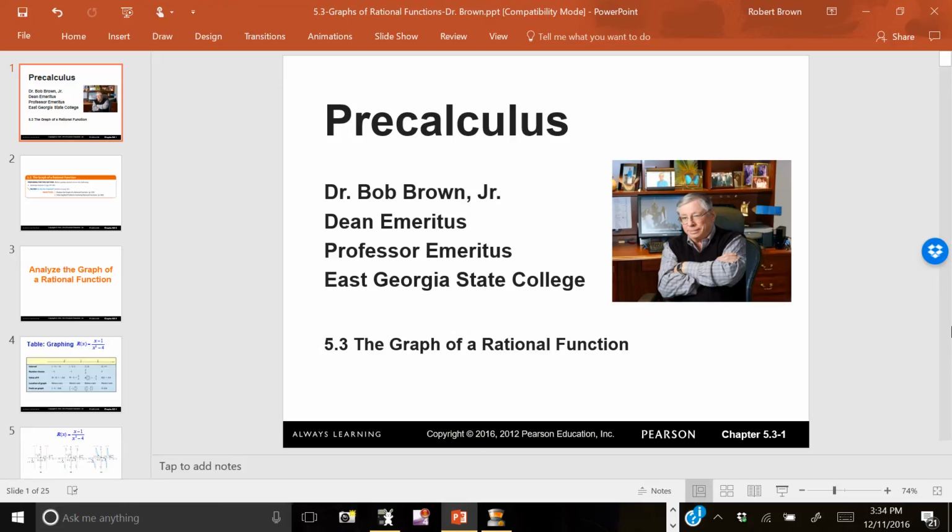Dr. Brown. In this particular video, we're going to continue to explore rational functions, and in particular, we're going to look at graphing a rational function. One of the things I'd like to say is that we're going to put a lot of emphasis on everyone learning how to use their graphing calculator. This way you won't have to do a lot of graphing by hand, and you can be much more accurate and analyze a rational function much more thoroughly.